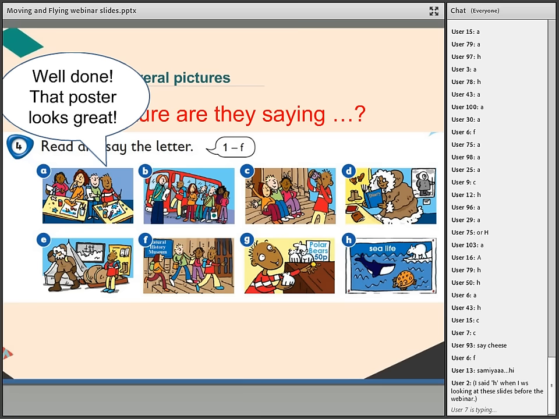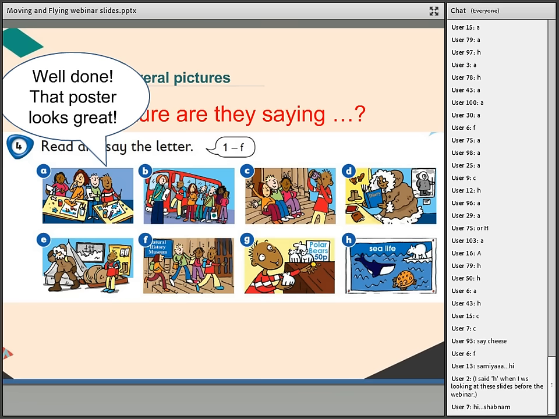Okay, and as Alice just put in the chat box, when we ran through this webinar yesterday, we realised that this was a potential double match. Okay, but that's the good thing about it. As I say, there's no right or wrong answer as long as you can justify why you think it's that.